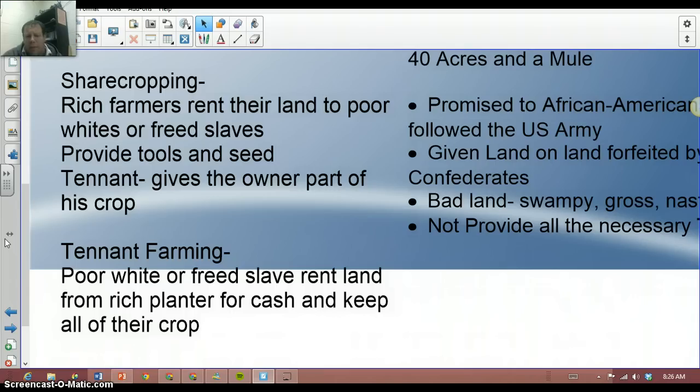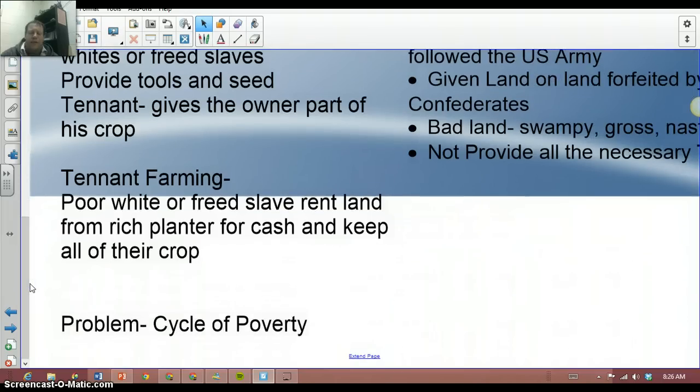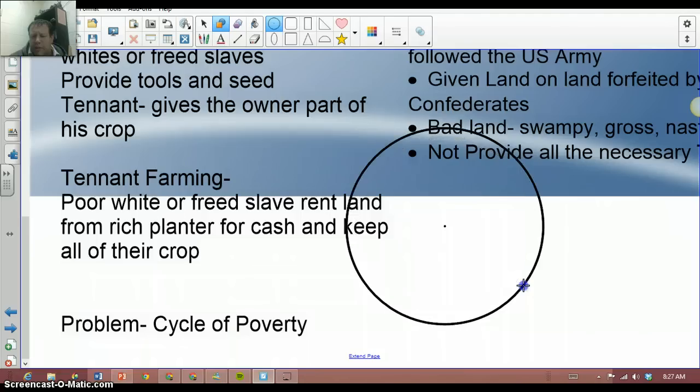You also have tenant farming as well, where poor whites and freed slaves rent the land from a rich planter for cash, to keep all their crops. The problem is you don't have a lot of cash to start up with. And so sharecropping and tenant farming started to make problems here. They start creating what we call a cycle of poverty. Essentially, if I'm doing this, and we put a circle in here to kind of show this cycle of poverty, if I'm a sharecropper, if you will, so here's my circle here.